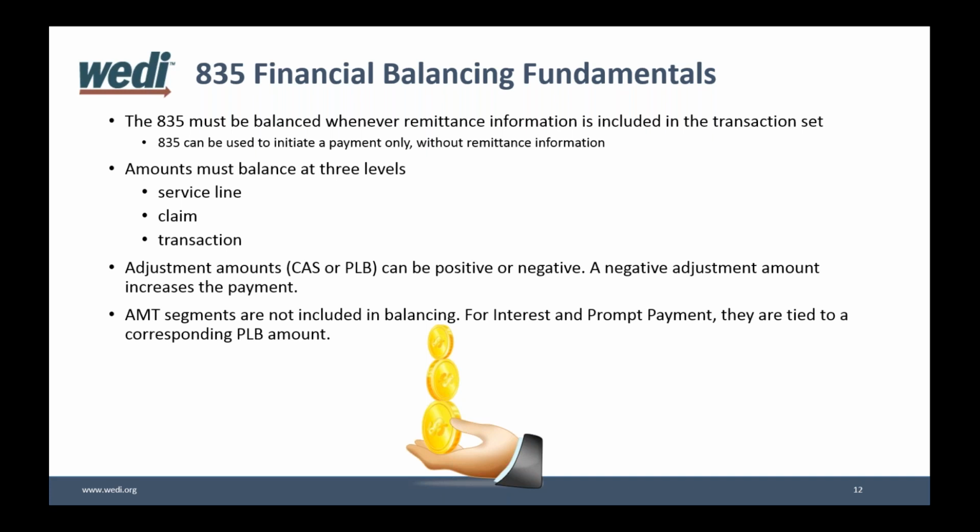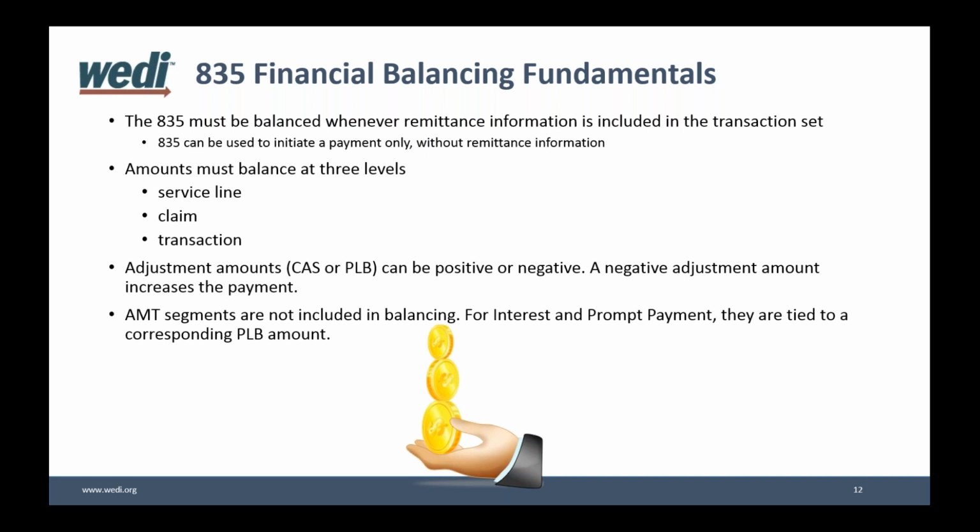So now that we have a good foundation of the segments and the structures that we're going to talk about, now we're going to talk about the balancing fundamentals. So the 835 must be balanced whenever remittance information is included in the transaction set. And as Pat alluded to, this transaction can be used to just initiate a payment. So that's why we make that statement. So if it's just doing a payment, we don't have to balance.